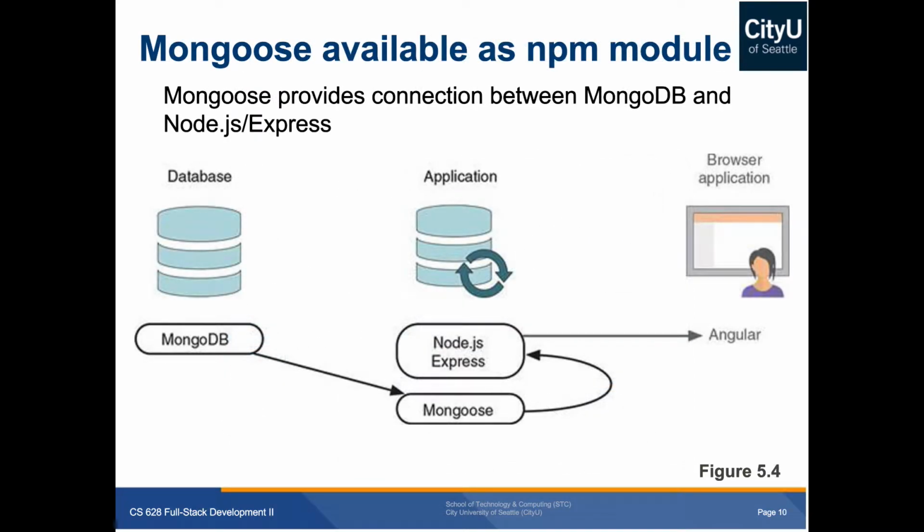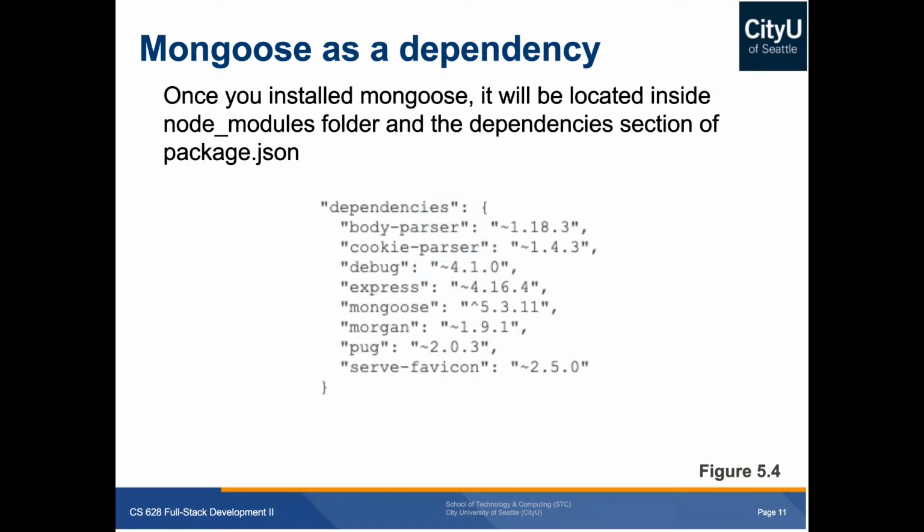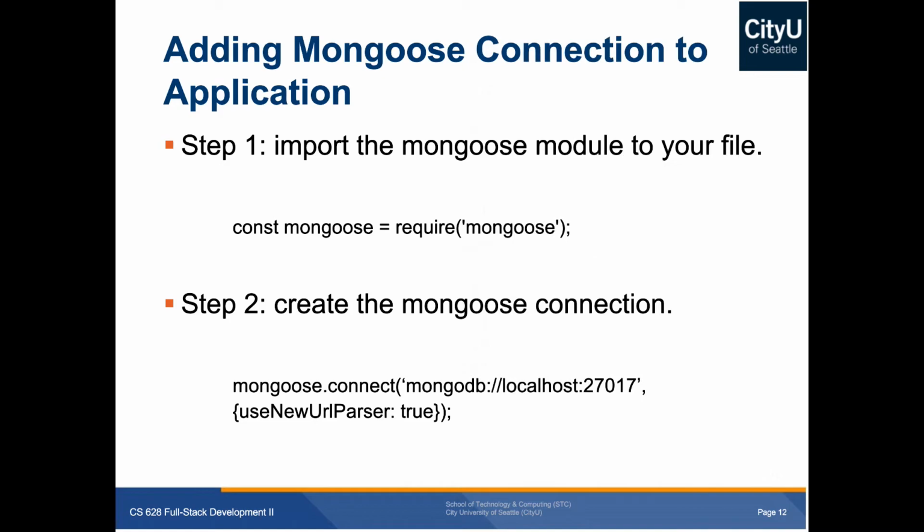A more zoomed-in view: in your application server, you want to have your Node.js and Express, and also your Mongoose. Mongoose provides a connection with MongoDB and Express Node.js. Because it's another module, you have to include it in your package.json dependencies, so that when other people get your code and run npm install, it will also install Mongoose right away. To start off, as usual, we have to require it first and then assign it to a variable.